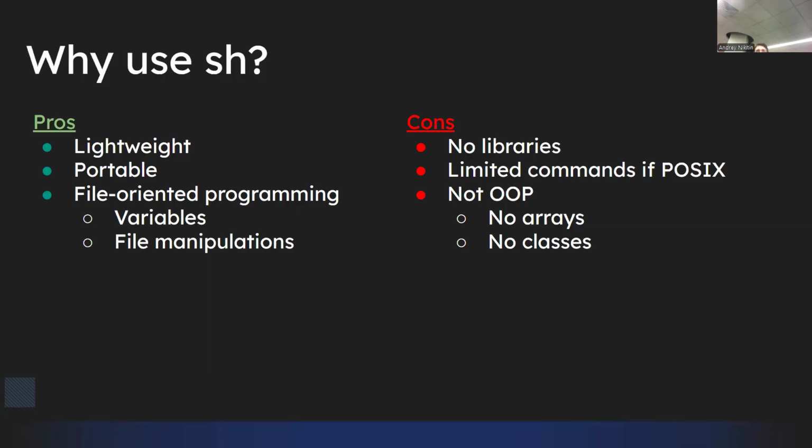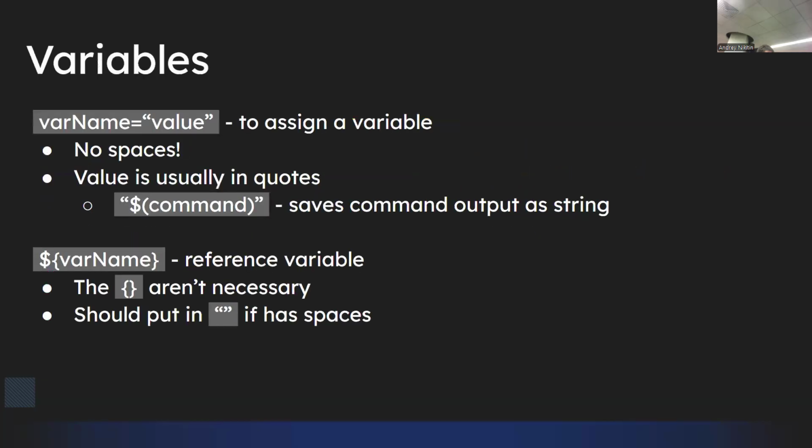The problems: you can't really do a lot because it is the OG version, it's limited. If you want to include any sort of extra commands, you're going to have to waste time installing those commands. And at that point, why don't you just use Python or C? Another thing is if you want to be super POSIX compliant, that restricts your commands even more. And like I mentioned earlier, no arrays, no classes, so it's kind of clunky to work with. But it's what we got, and it's really good at what it does. So let's dive into it.